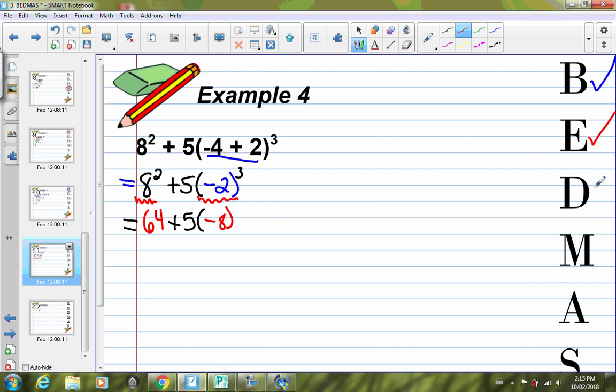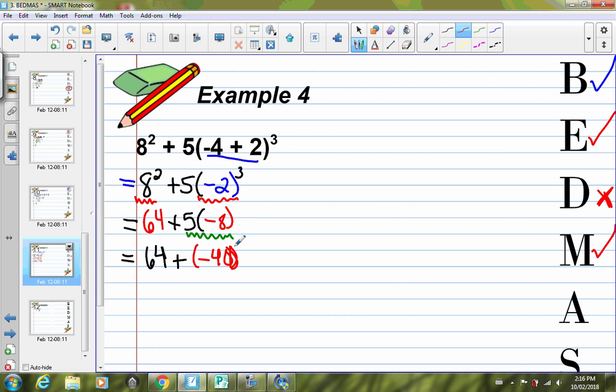Do I have any division? No. Do I have any multiplication? Yes, I do, because brackets mean multiplication. So I'm going to underline this. There's the multiplication. I rewrite everything else the same. 64 comes first. Plus 5 times -8 gives me -40.